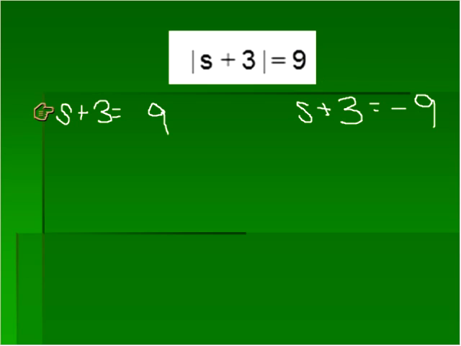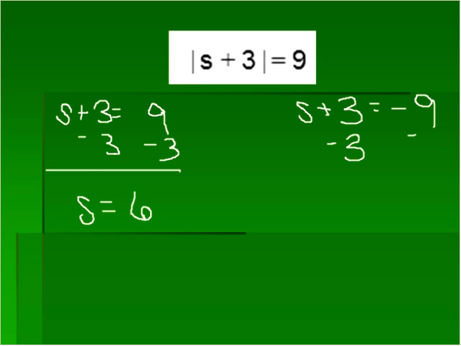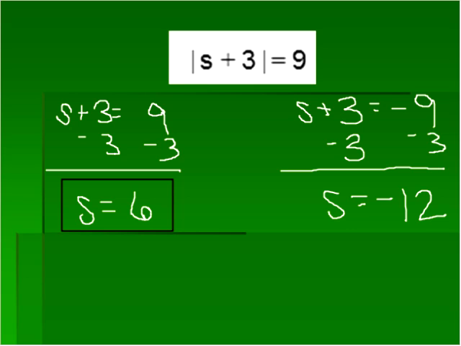And then I'm going to go ahead and solve for s in each of these equations. To do that, I'm going to start by subtracting 3. So in my first equation, I get s equals 6. In my second equation, I get s equals negative 12. And both of these are actually solutions to my problem, because when I substitute them back in, 6 plus 3 is 9. The absolute value of 9 is positive 9. And negative 12 plus 3 is negative 9. And the absolute value of negative 9 is also positive 9. So both of those work.